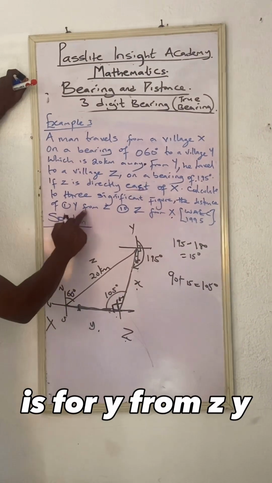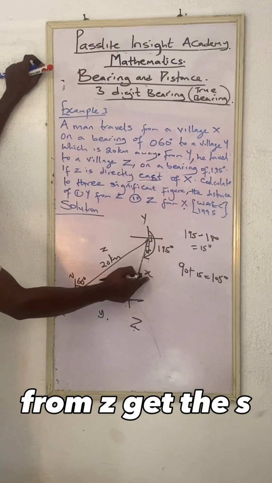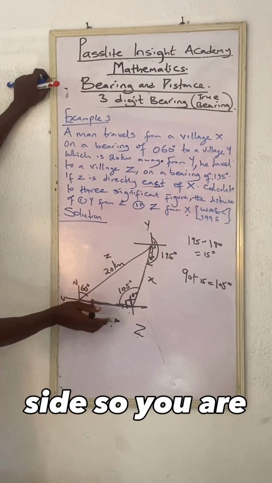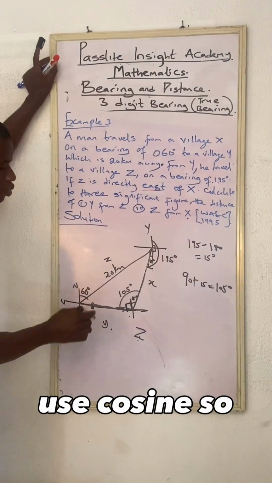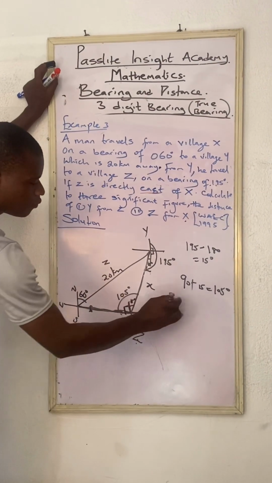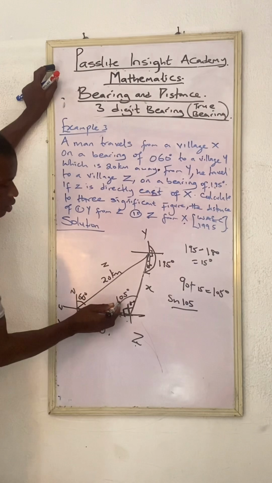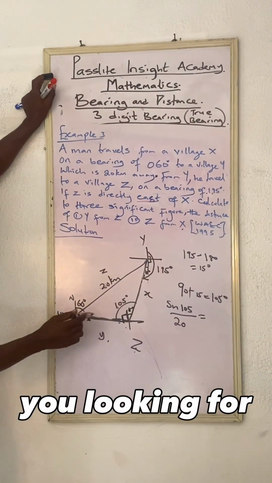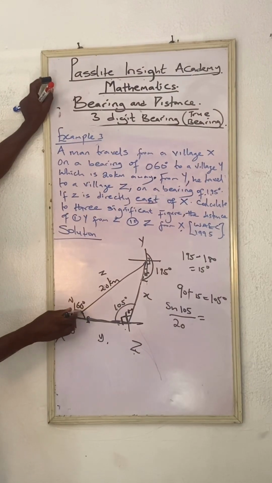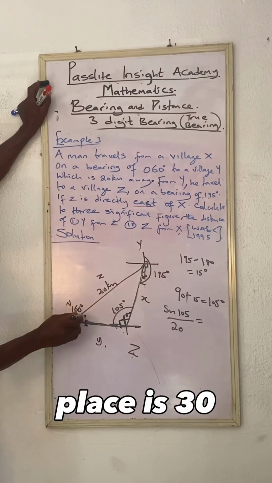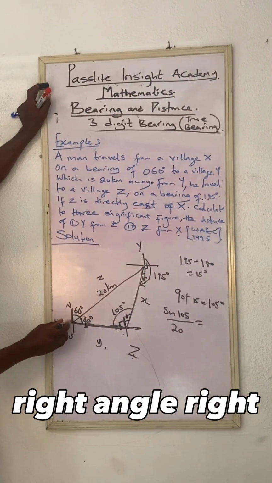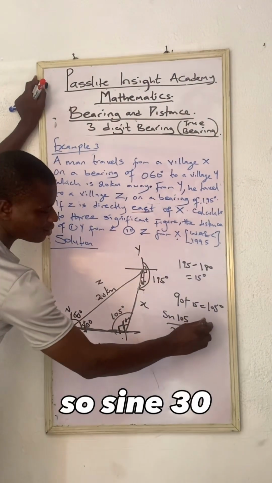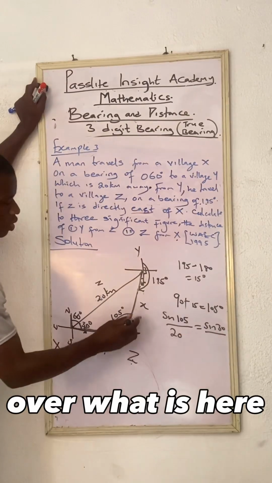The first question is to look for Y from Z, get the S. We only have one side. Anytime you have one side, you use the sine rule, you can't use the cosine rule. So sine 105 over the side facing it, 20, is equal to, which one are you looking for? The remaining part here, if here is 60, this place is 30 degrees because this is a right angle. So sine 30 over, what is here? S.